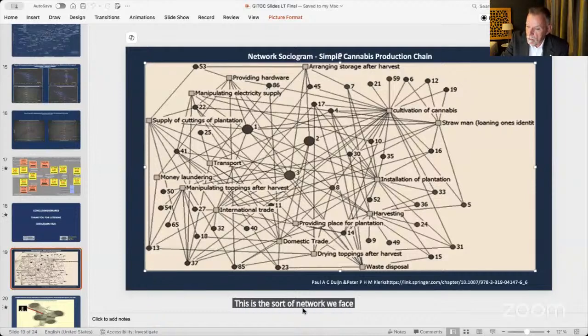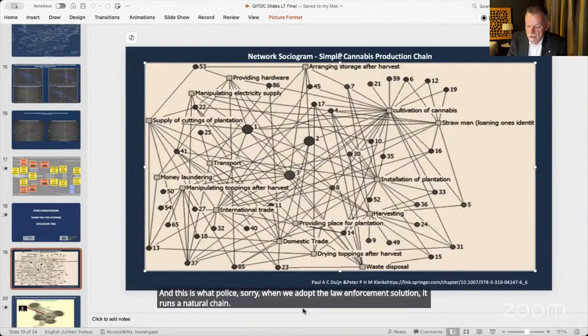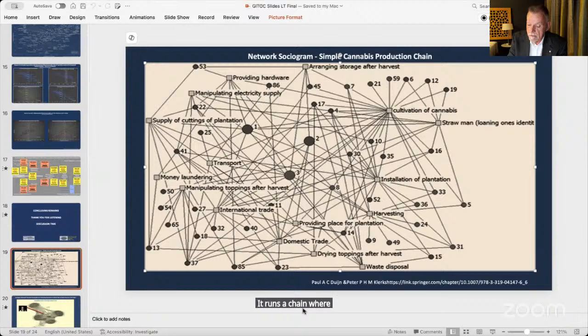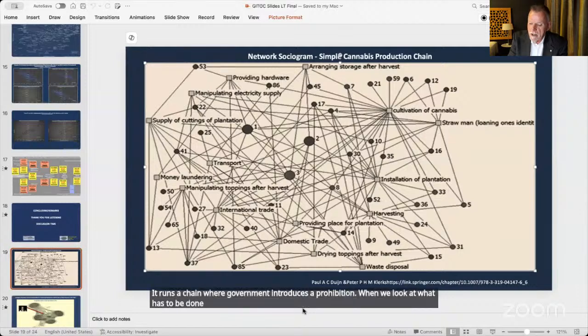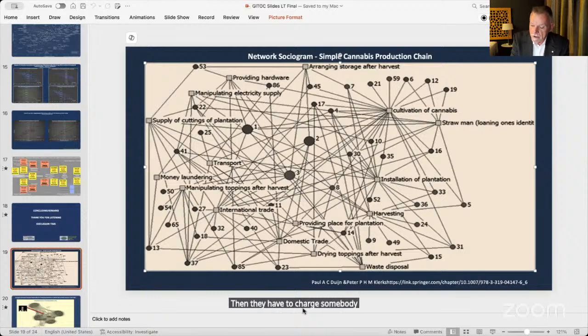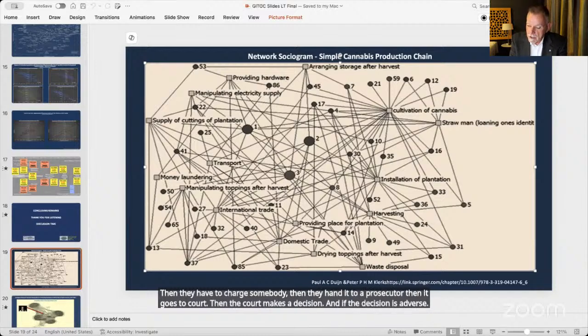This is a simple network, and when we adopt the law enforcement solution, it runs a natural chain. It runs a chain where government introduces a prohibition. Then the authorities first have to detect the occurrence of an incident, then they have to investigate it, then compile the evidence, then charge somebody, then hand it to a prosecutor, then it goes to court, then the court makes a decision, and if the decision is adverse for the alleged perpetrator, that person may be imprisoned.